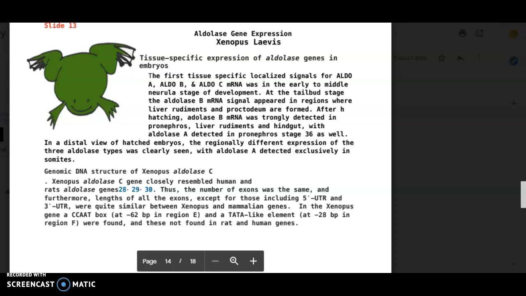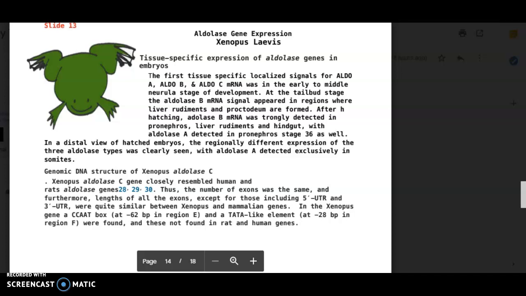Throughout the later stages, the aldolase A messenger RNA signal was noted in somites. At the tail bud stage, the aldolase B messenger RNA signal appeared in regions where the liver rudiment and proctodeum were formed. After hatching, aldolase B messenger RNA was strongly detected in the pronephros, liver rudiment and hindgut, and at this stage the tail fin epidermis was also stained.